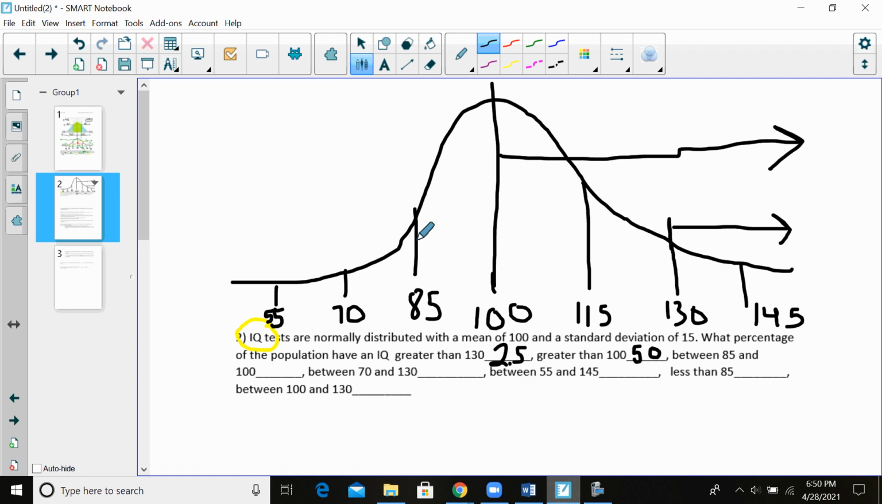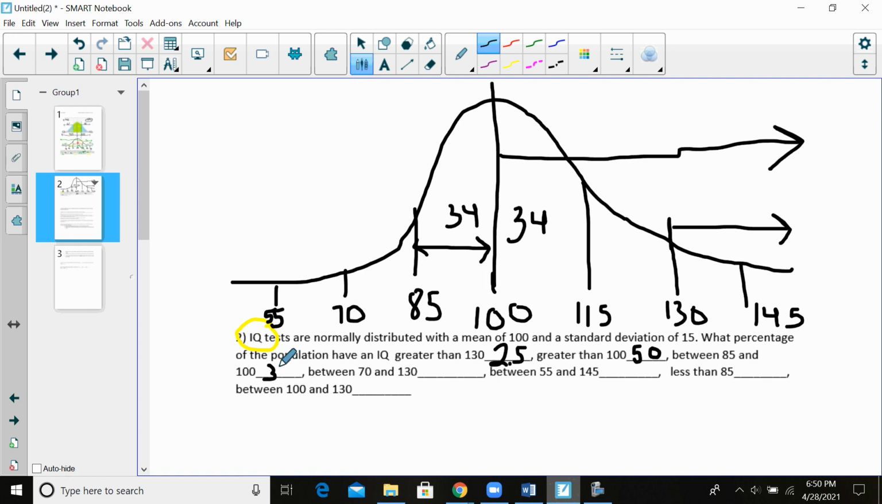Okay, between 85 and 100. So that's in here. If we go back up to that other diagram, each half here had 34%, right? Because within one standard deviation, we had 68%. So each individual section here is 34%.